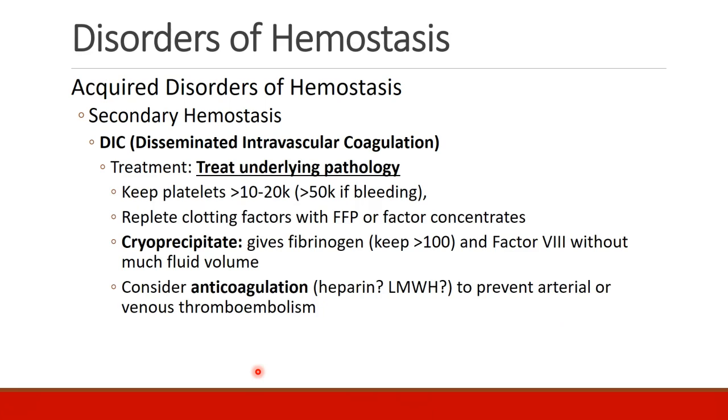The treatment for DIC is primarily to treat the underlying pathology. In addition, try to keep platelets above 10 to 20,000, keeping them above 50,000 if there is active bleeding. Clotting factors should be repleted using either FFP or factor concentrates. Cryoprecipitate may be useful because it allows us to give fibrinogen and factor VIII without giving a lot of fluid volume. Our goal would be to keep fibrinogen above 100. Some studies have suggested that anticoagulation may be helpful in order to prevent arterial or venous thromboembolism.